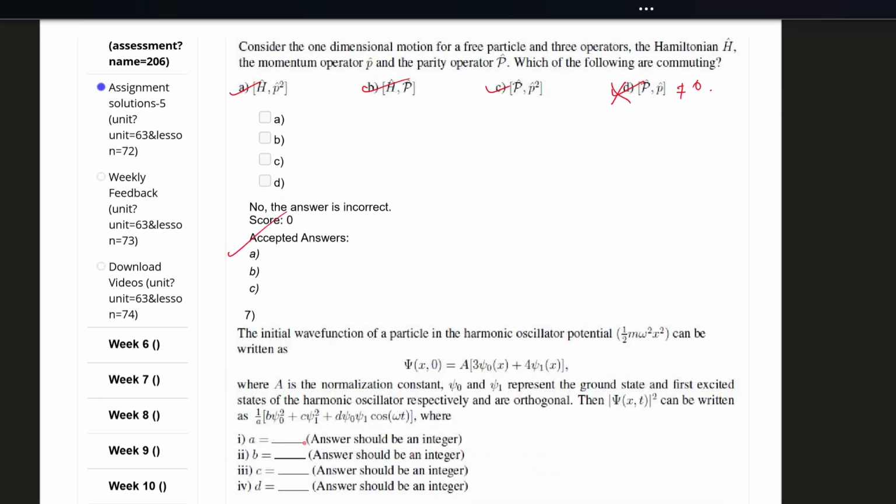Now question 7: the initial wave function of a particle in a harmonic oscillator potential can be written as psi x0, some linear combination of psi 0 and psi 1, where a is the normalization constant, psi 0 and psi 1 are the ground state and the first excited state of the harmonic oscillator, and they are orthogonal to each other. And then psi xt whole mod square can be written as how? So basically psi xt whole mod square means first of all you have to know what is psi xt, because you have been given in the question psi x0.